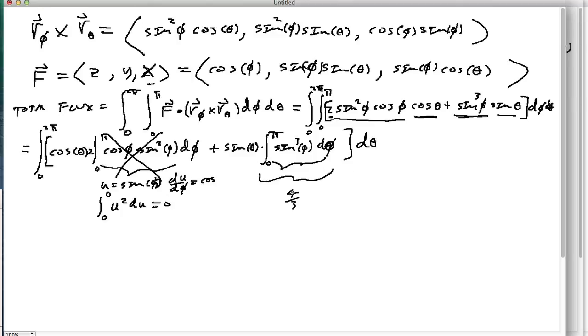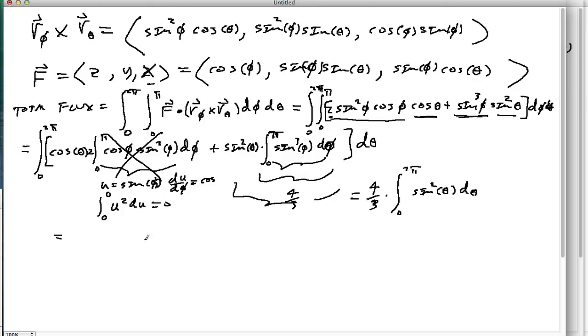So what's left then is computing this whole thing. So that becomes 4/3 times the integral 0 to 2 pi of sine theta d theta. Sorry, I made a mistake here. That should have been sine squared right there, right? So that's a sine squared. That's a sine squared d theta. All right.